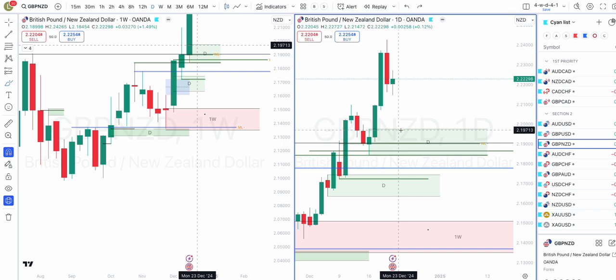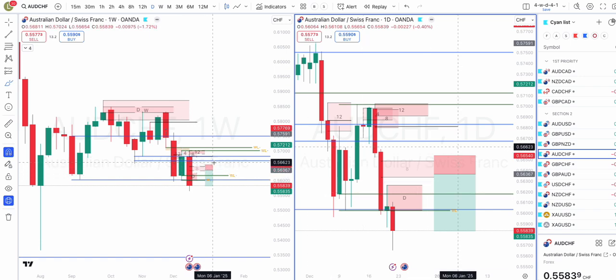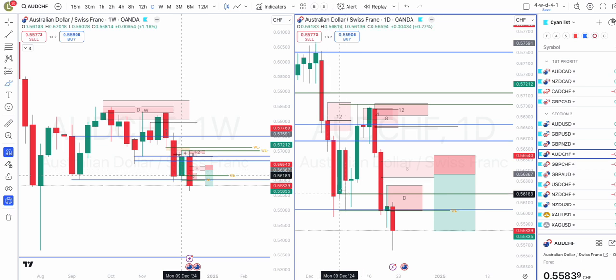It's one of those low volume days, but low volume weeks. But this is the zone I really care about. So AUD CHF, Australian dollar CHF. This is the part which I was saying. This pattern is everywhere. I love this chart.